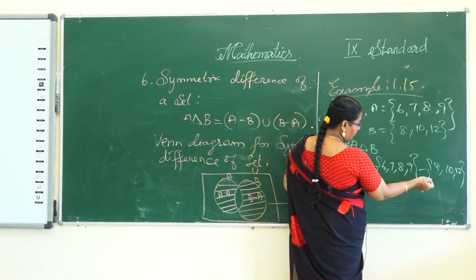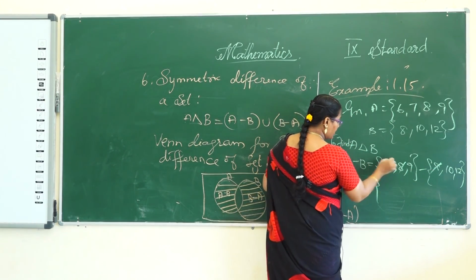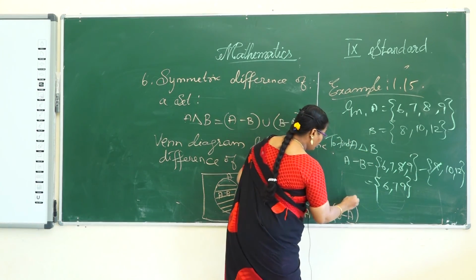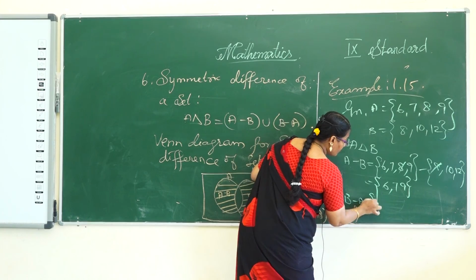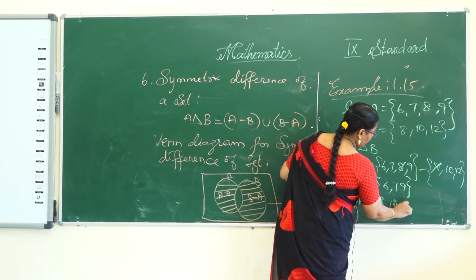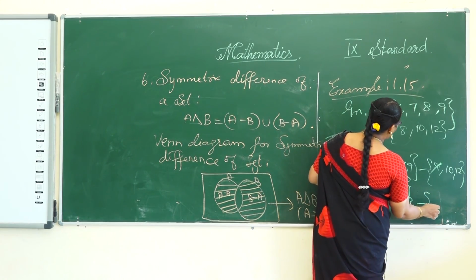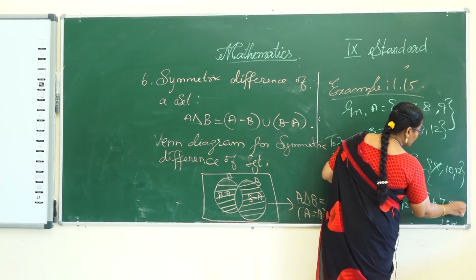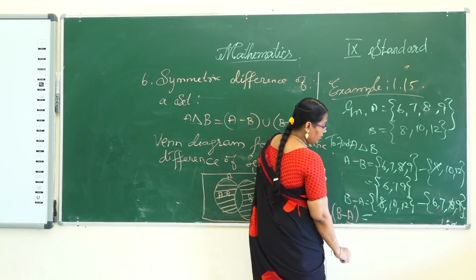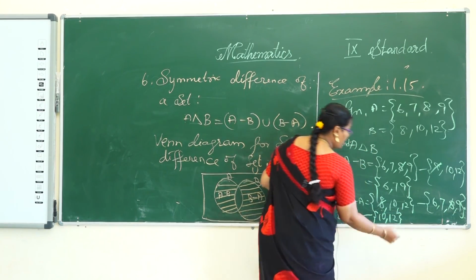So which are the elements common? 8. So only consider the elements in set A. So what remains? 6, 7, 9. Okay. And next one, B minus A. So B contains the elements 8, 10, 12. Difference, the set A has 6, 7, 8, 9. So common elements will be cancelled. So the remaining elements in set B are 10, 12.